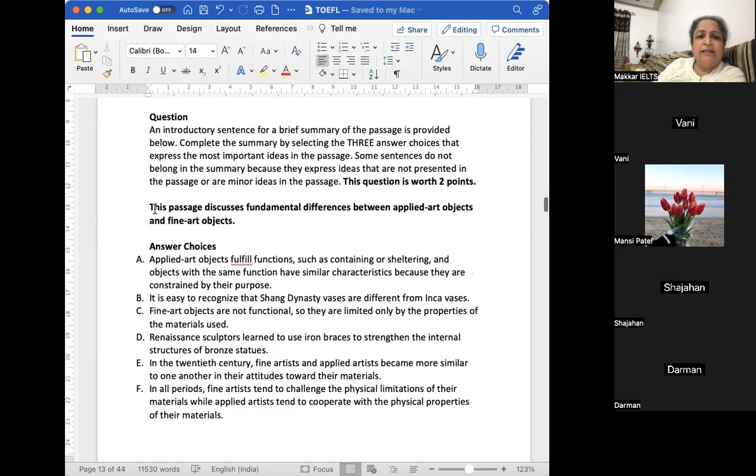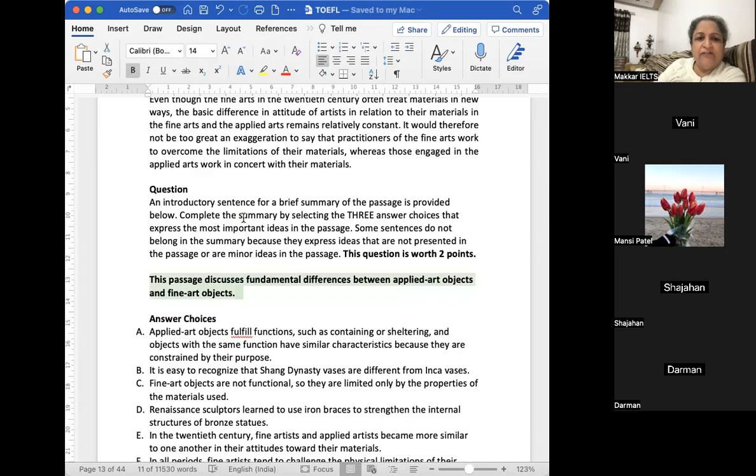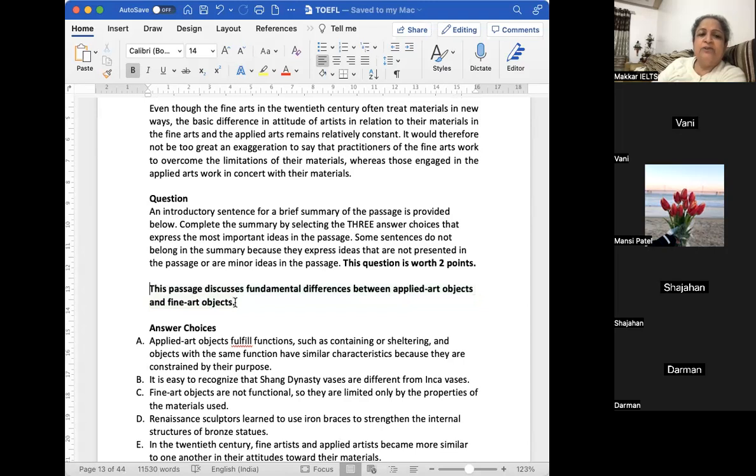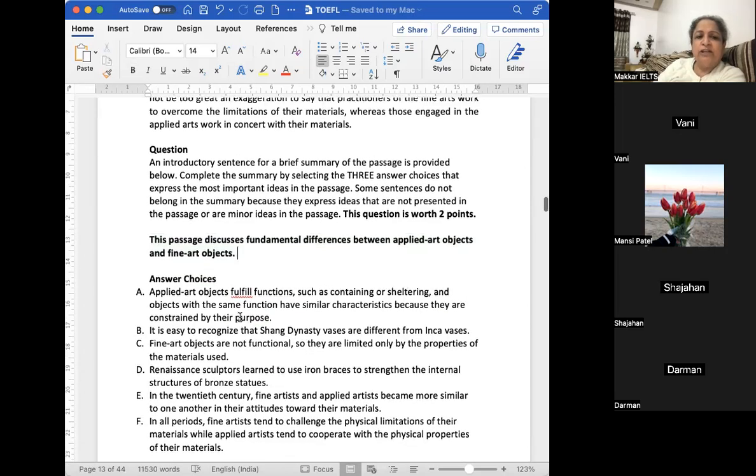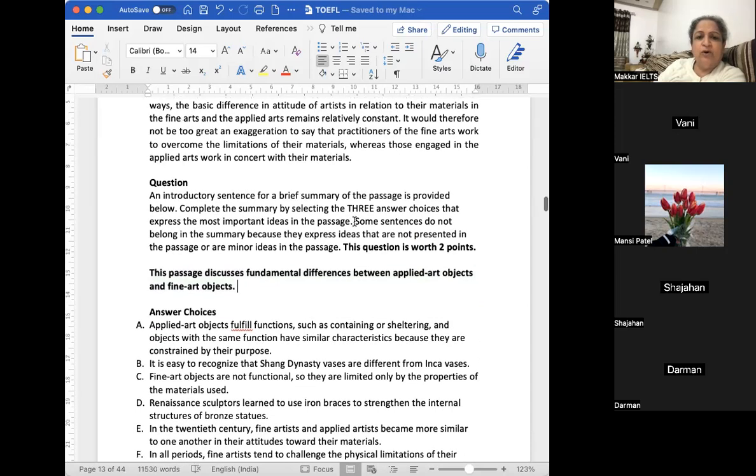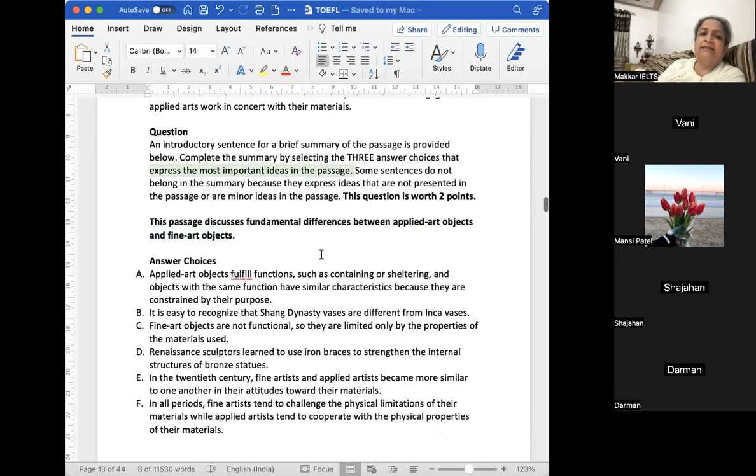And this is the first sentence that is given. You have to sort of make a paragraph of the summary of the whole of this passage. And the first sentence, we call the topic sentence. I've told you many times about the topic sentence, what it means. It's a gist of the whole paragraph. And after that, you have to put 3 sentences from here. You have to choose 3 options which best fit, that express the most important ideas in the passage.